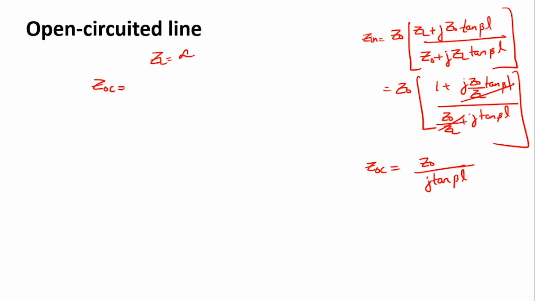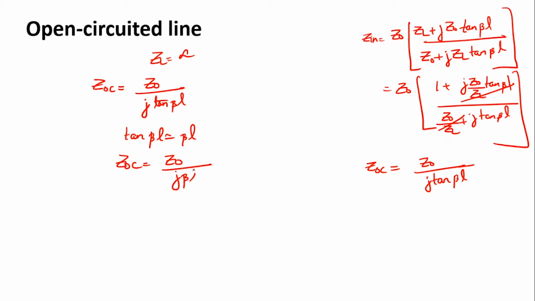ZOC is equal to Z0 divided by J tan beta L. Again, we are approximating tan beta L almost equal to beta L in case of small angles. If that be the case, you can write ZOC is equal to Z0 by J into beta L. Again, you are substituting, assuming lossless case, Z0 equals square root of L by C. Beta can be written as omega square root of LC into L.